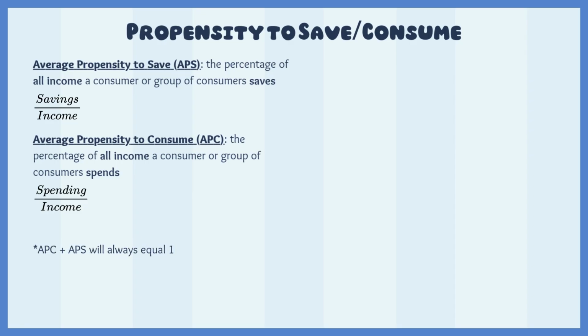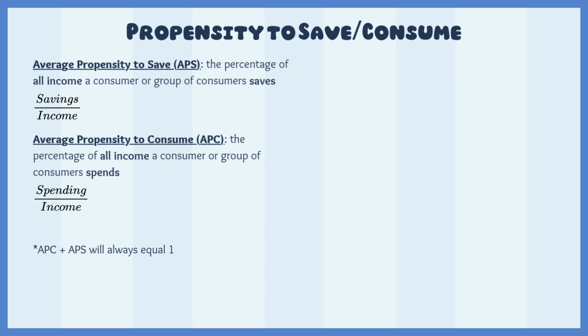When you add the average propensity to consume and average propensity to save together, you will always get 1, and that's because after paying taxes, there's only 2 things a consumer can do with their disposable income: spend and consume, or save. Let's see an example.